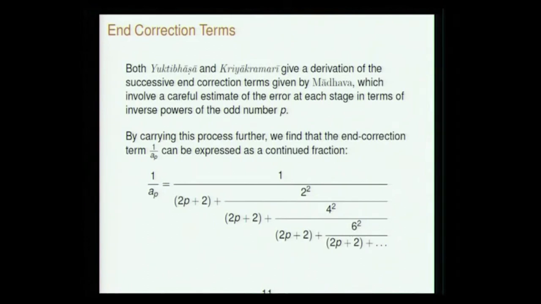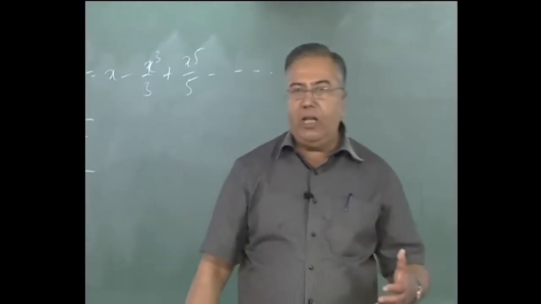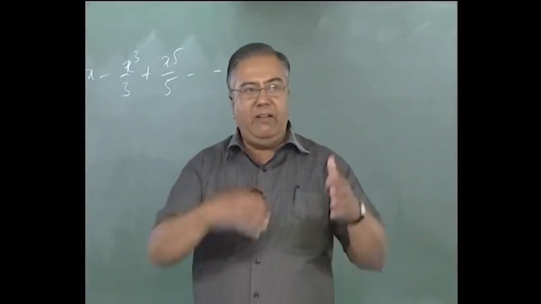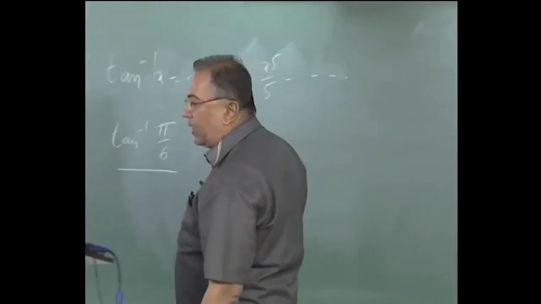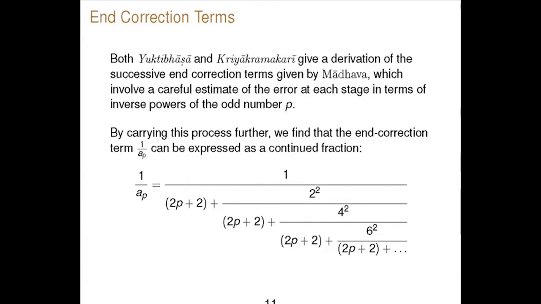Now both Yukti Bhasha and Kriyakramakari not only give the end correction term, they also tell you the derivation of them. They will give you an argument by which this p plus 1 by 2 by p plus 1 square plus 1, or the more accurate correction of Madhava, were obtained. So if you carry out that procedure further and further, you will see that actually that end correction term can be expressed in terms of what we saw in one of the earlier lectures, the old familiar object, a continued fraction.